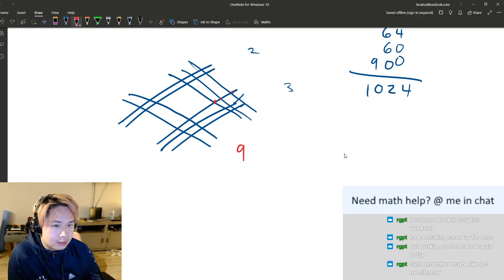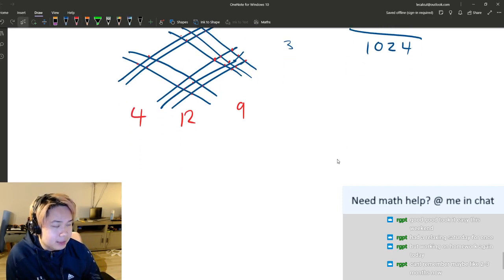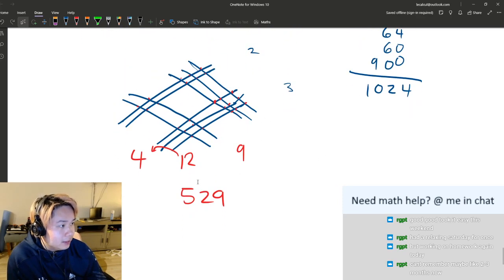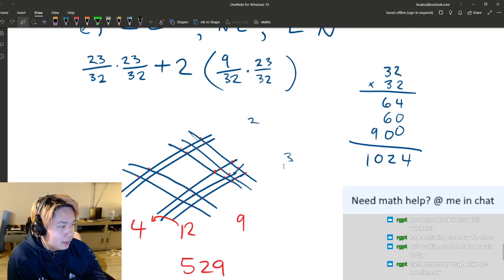So 1, 2, 3, 4, 5, 6, 7, 8, 9. And then here you have 1, 2, 3, 4, 5, 6. 1, 2, 3, 4, 5, 6. So this is 12. And then this one is 1, 2, 3, 4. And then essentially, because this is place values, we have to carry the 1 over here. So the answer is 529. So that's 23 times 23. I don't know if this is faster than doing it this way, but oh well.